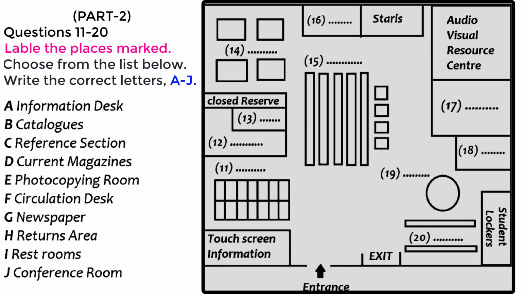Next, along here on the left, we have the circulation desk for borrowing and returning books. The returns area, the place for returned books and other items, is at the end of the circulation desk, near closed reserve. Closed reserve, as most of you probably know, is a collection of books that are in high demand, so they are on restricted circulation.